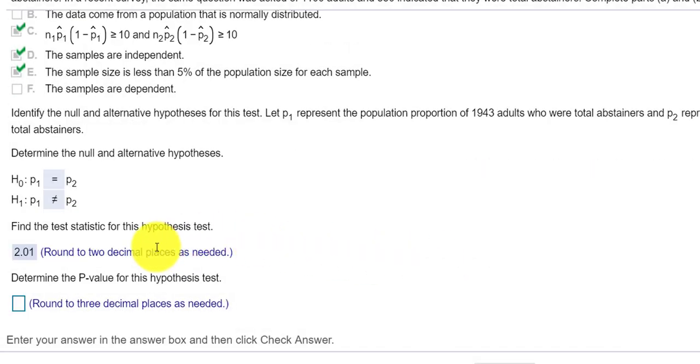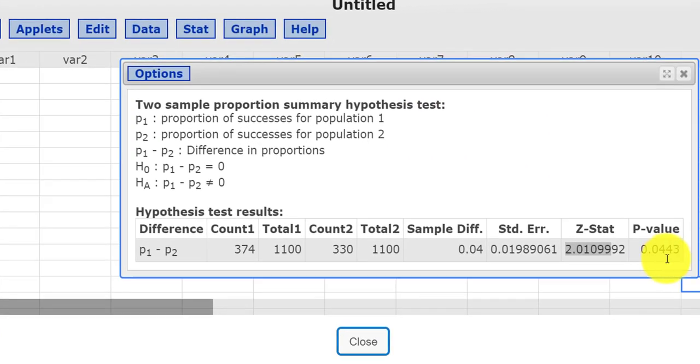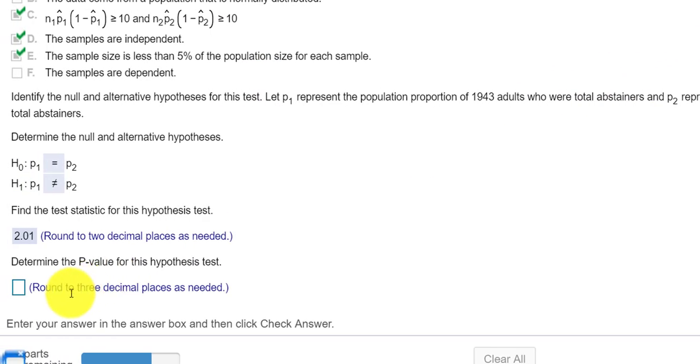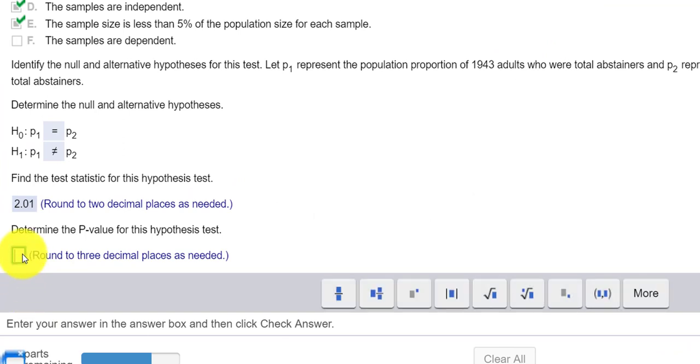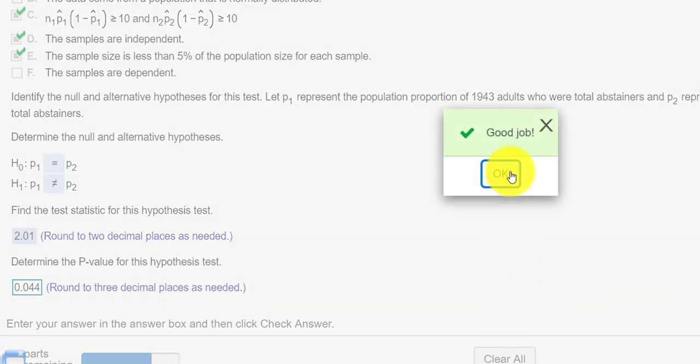Fantastic. And then next they ask for the p-value, so we have that here from our hypothesis test, right? It was 0.0443. So I will put that in here, and I think we round to 3 decimal places. 0.044, I check answer. And we get the good job.